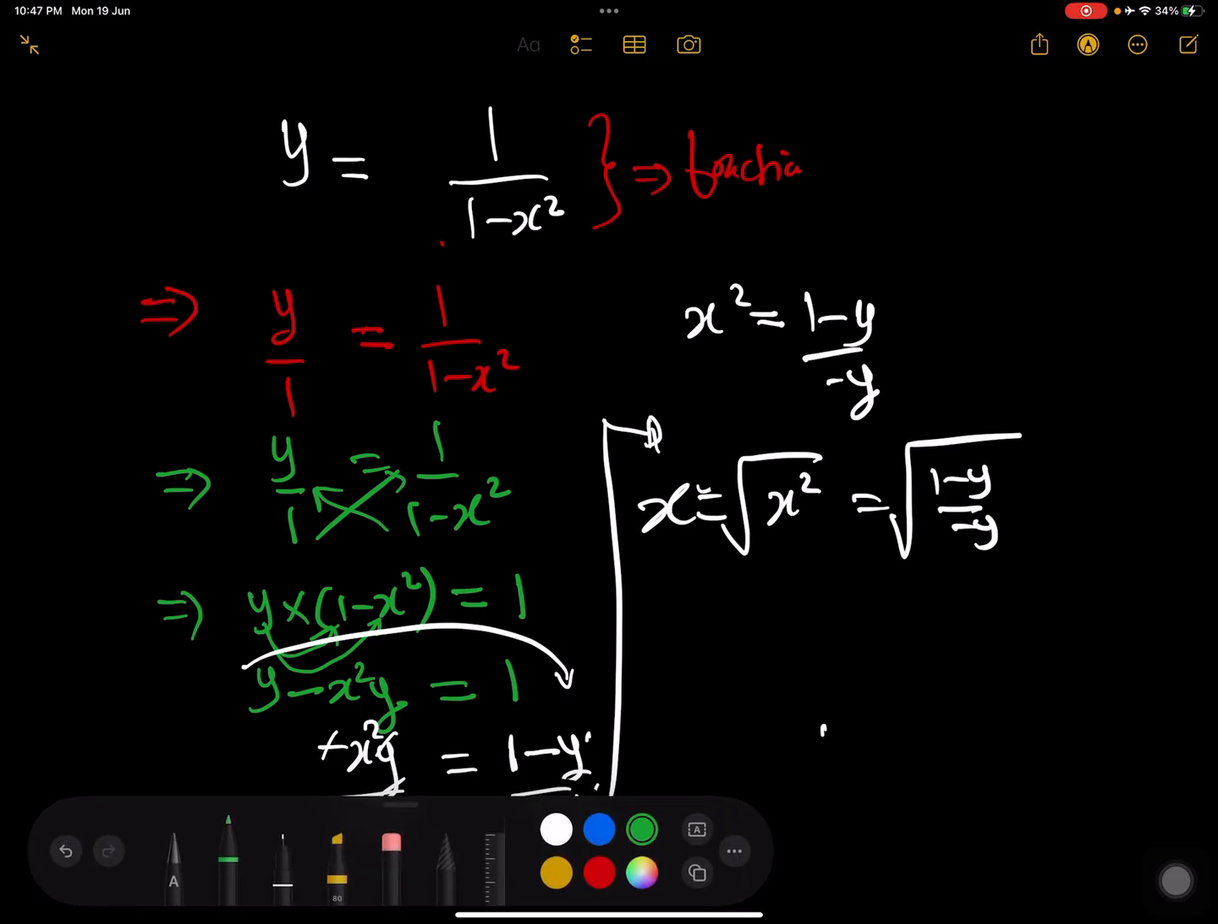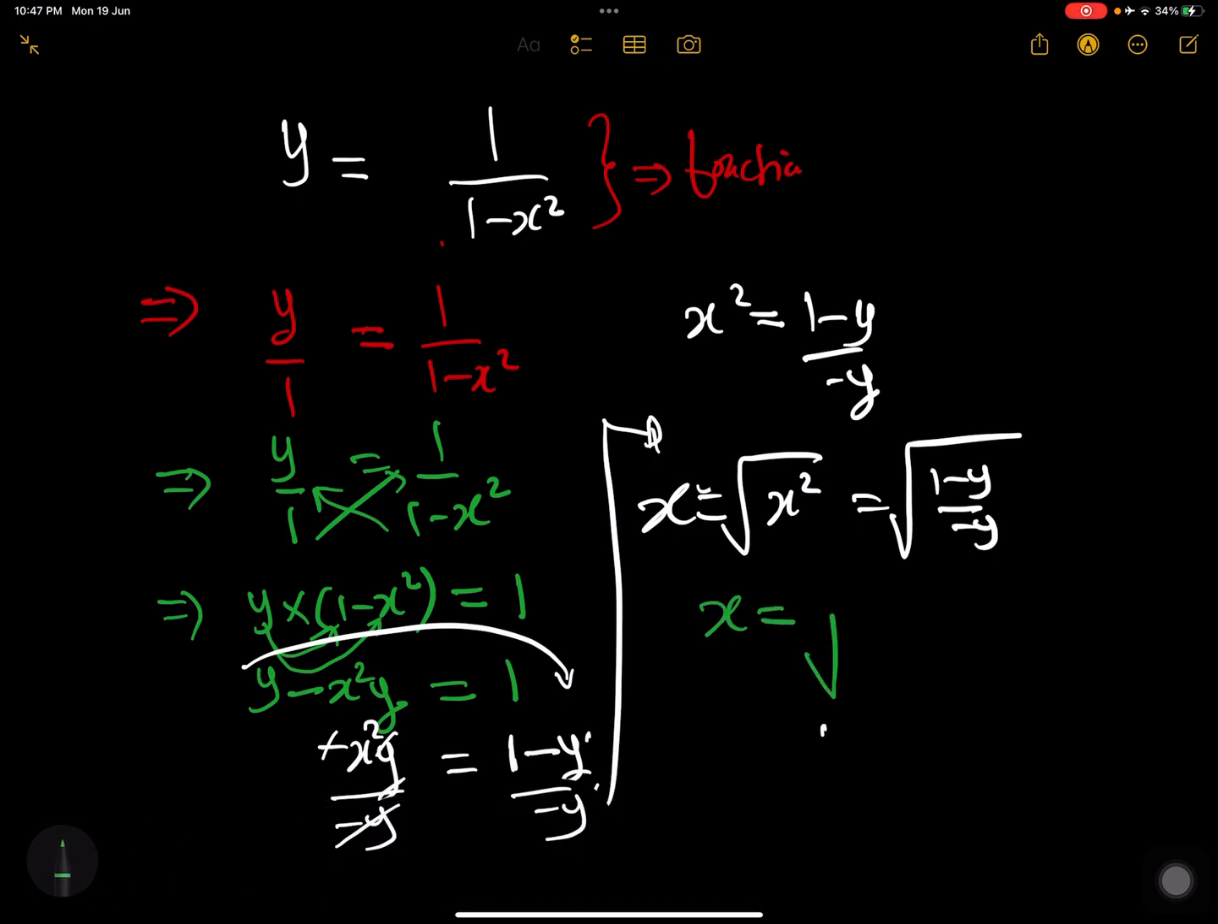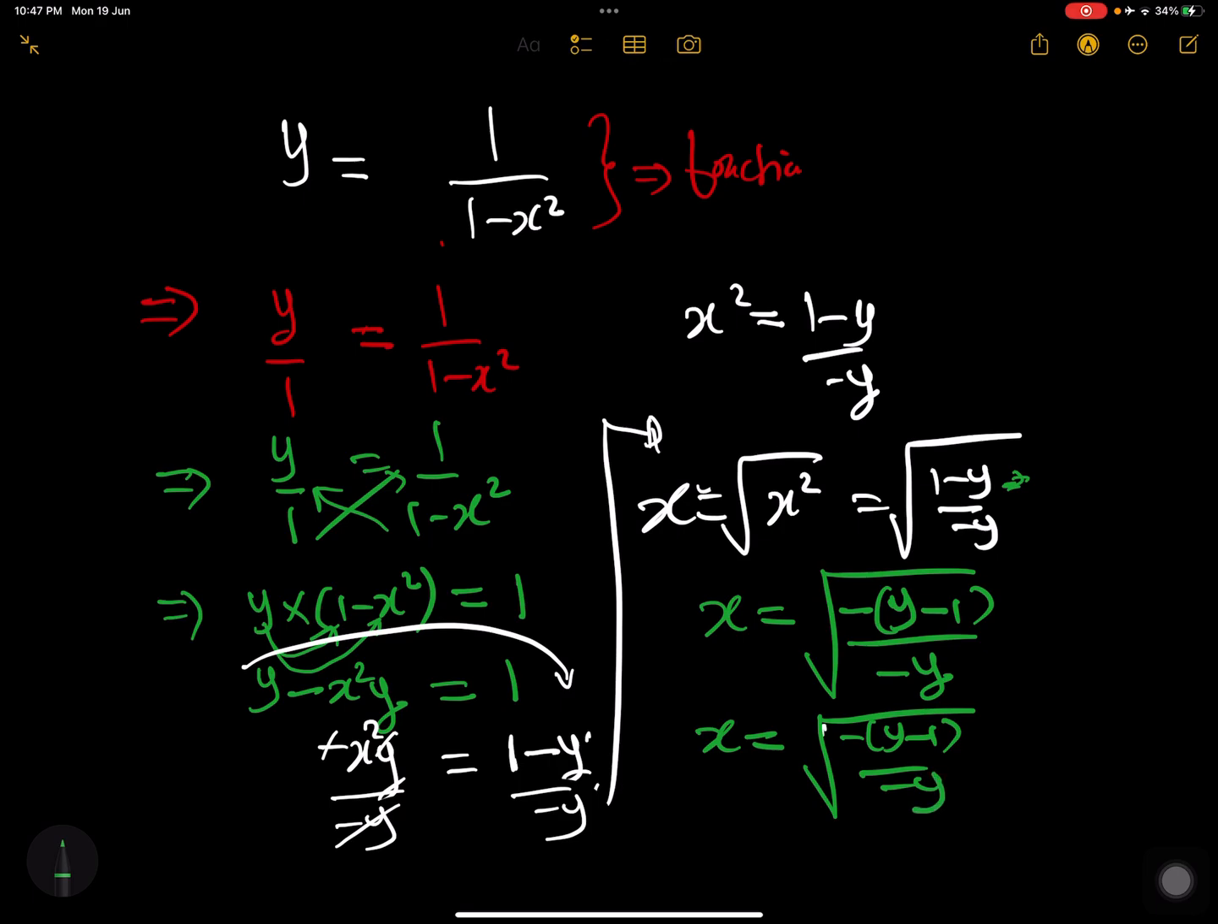Now to do so, our x is equal to the square root of, I'm trying to factorize minus out at the top, minus into bracket y minus 1 divided by the negative y. Okay, so what we can do next is we have x is equal to square root of minus y minus 1 divided by minus y. This negative will cancel out, and we have square root of y minus 1 divided by y.